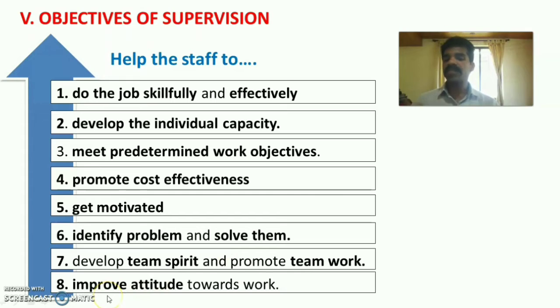And the last objective is to help the staff to improve their positive attitude towards the work and towards accomplishing the objectives of the organization. That is, help the staff to improve their attitude towards the work and towards the vision and mission of the organization. So, these are the 8 important objectives of supervision.